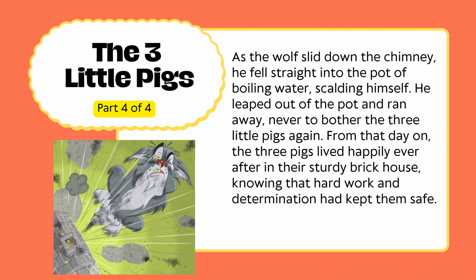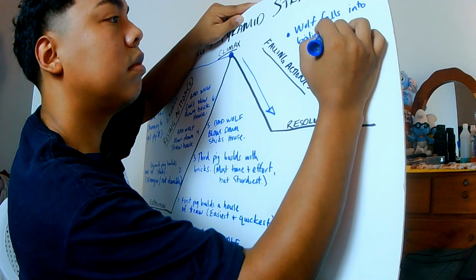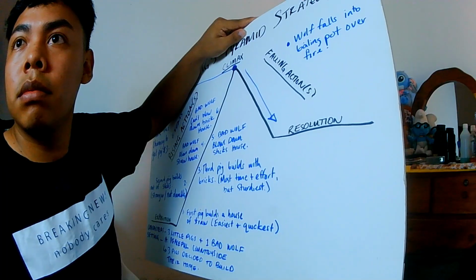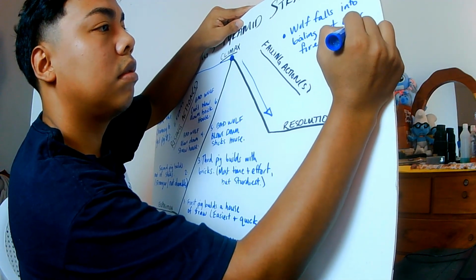The following action would then be the wolf falling into the boiling pot over fire, and he scalds himself. We're reaching the last part of the story, what it ends up being after the turning point of the story. What happens next? The bad wolf ran away. That will be the last part of the following action.